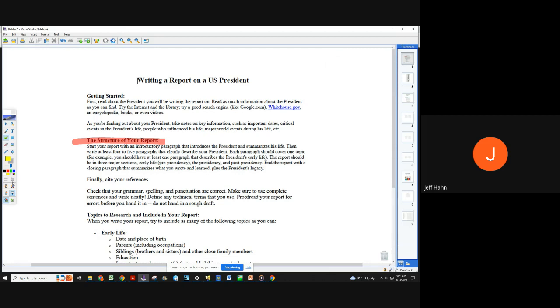Here is what I am looking for. I don't care what any other teacher has told you. You will have at least five paragraphs. Why are there five? Why? Because paragraph number one is your intro.